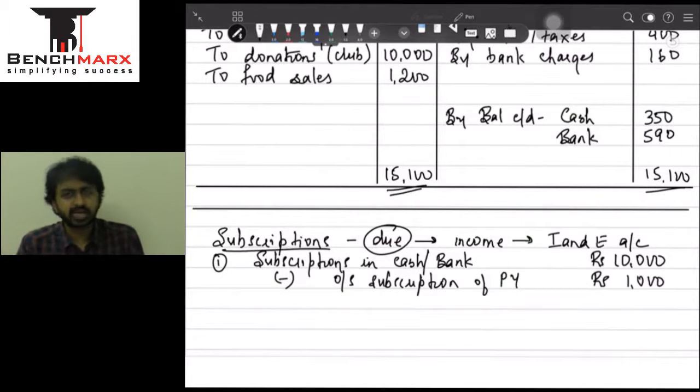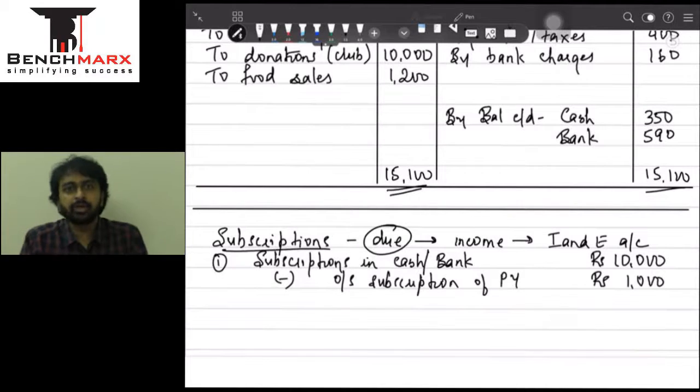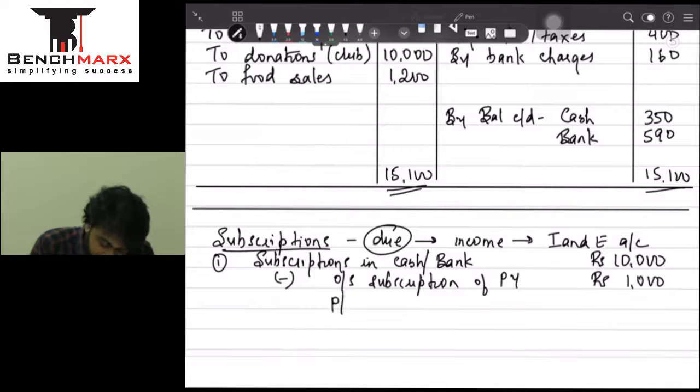He had some surplus cash, wo bolta theek hai tum paisa le lo, tum next year mein adjust karo. Hum bolenge theek hai, humne cash collect kar liya. Like the way I collect the fees in advance, this club must have collected the subscription fees in advance. But is this current year's income? The answer is no. So this is income received in advance for the next year. Barabar? That means this is more like a prepaid income. So this is prepaid subscription.